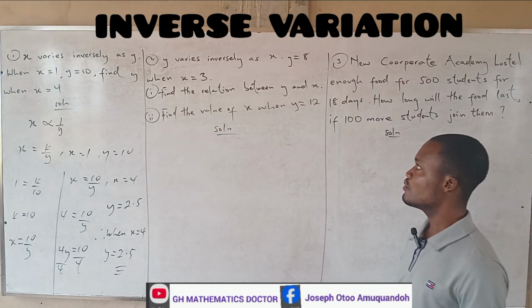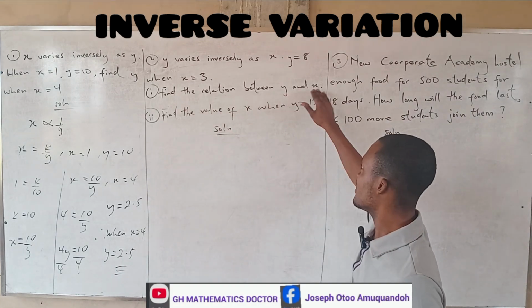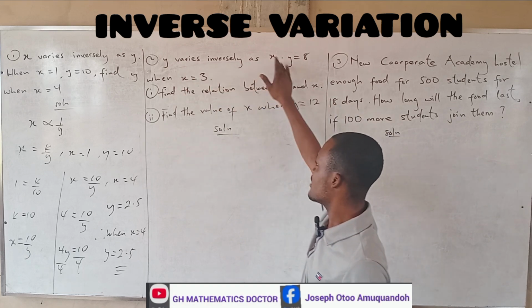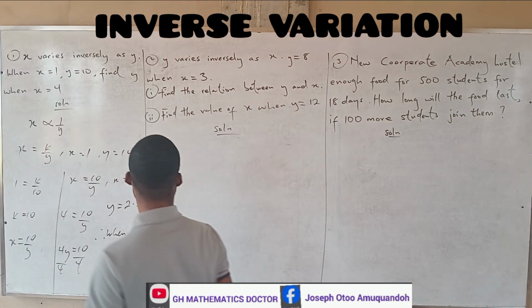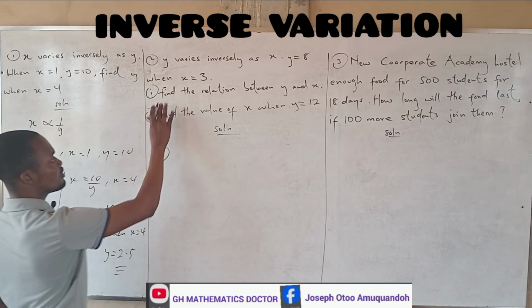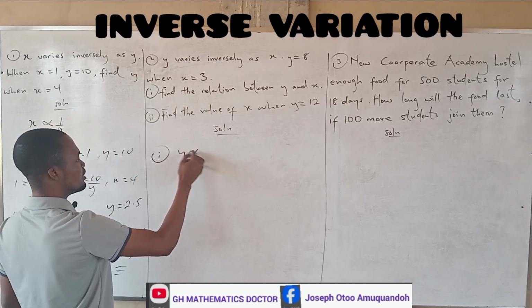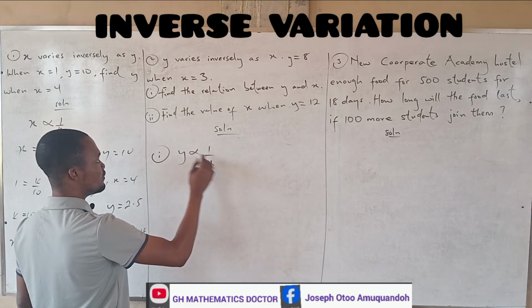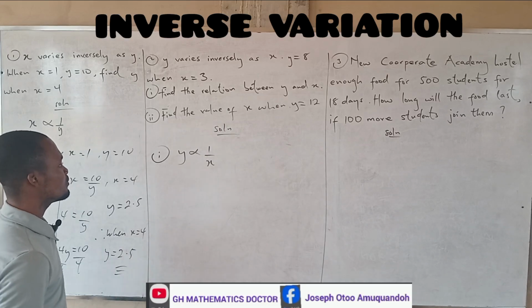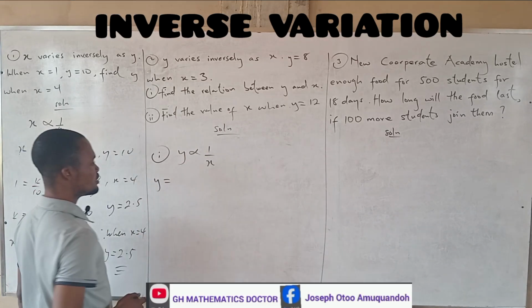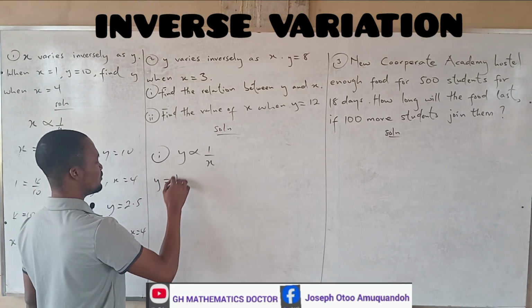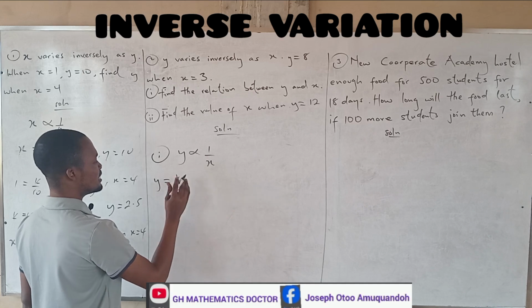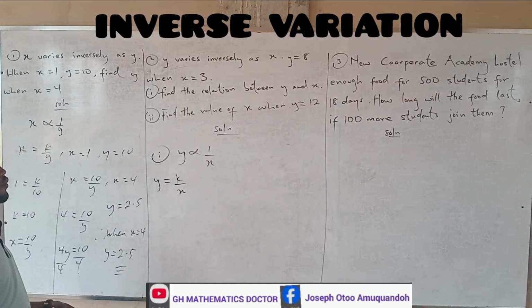So the question number 2, they said to find the relation between y and x. And they said y varies inversely as x. So you find the relation. The relation is a formula. So we have this: y varies inversely as x. So inversely means it's expressed in fraction. Then you write this in terms of the constant of proportionality, that is the k. So we have k over x. And this is the relation between y and x.